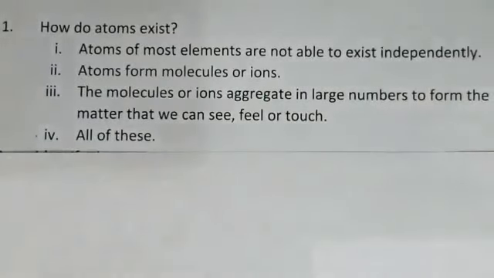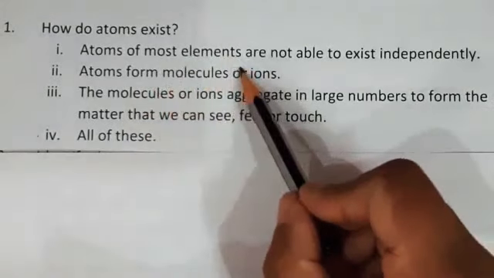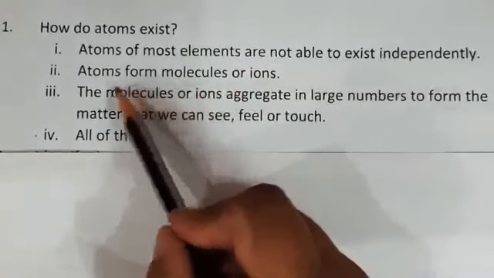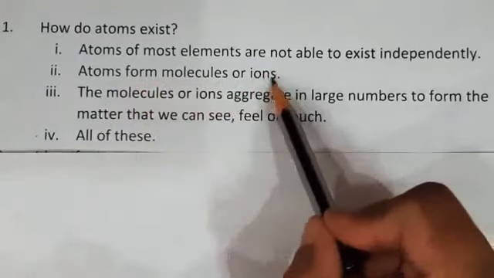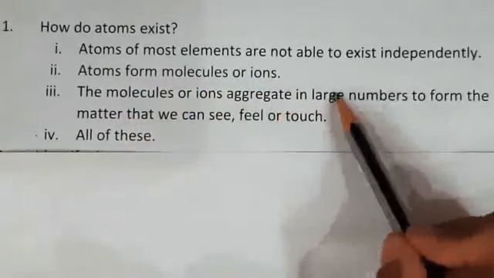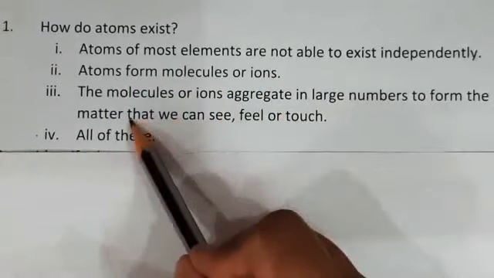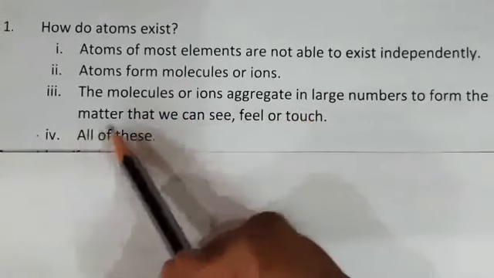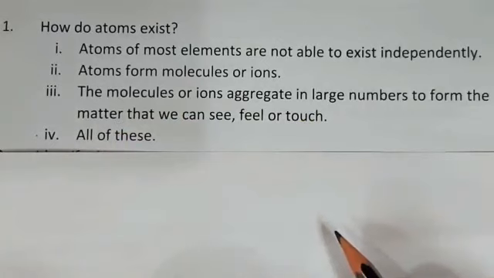Question number 1 was, how do atoms exist? First, atoms of most elements are not able to exist independently. Second, atoms form molecules or ions. Third, the molecules or ions aggregate in large numbers to form the matter that we can see, feel or touch. Fourth, all of these. You know that the atoms do not exist independently.